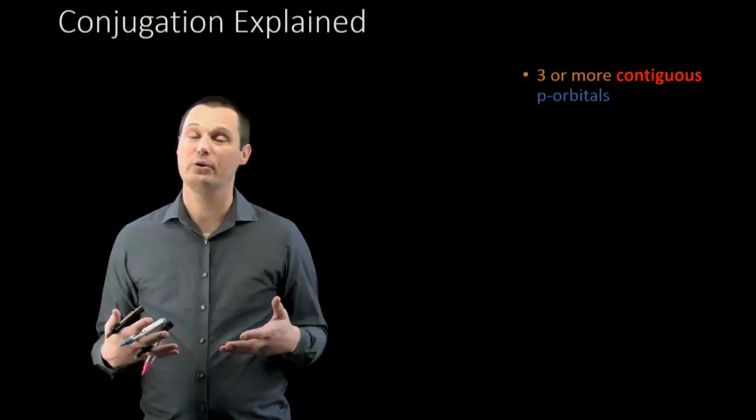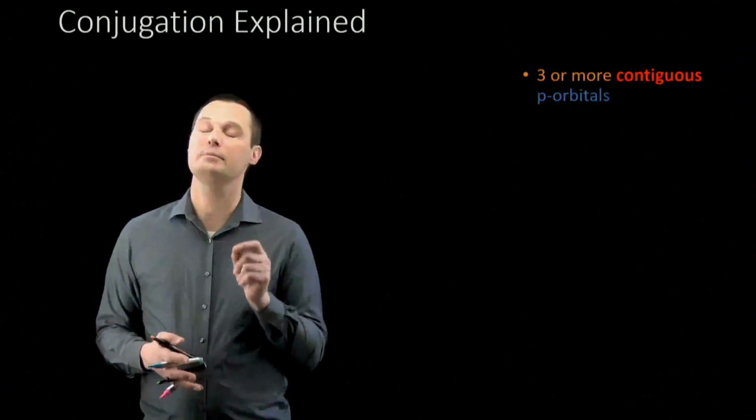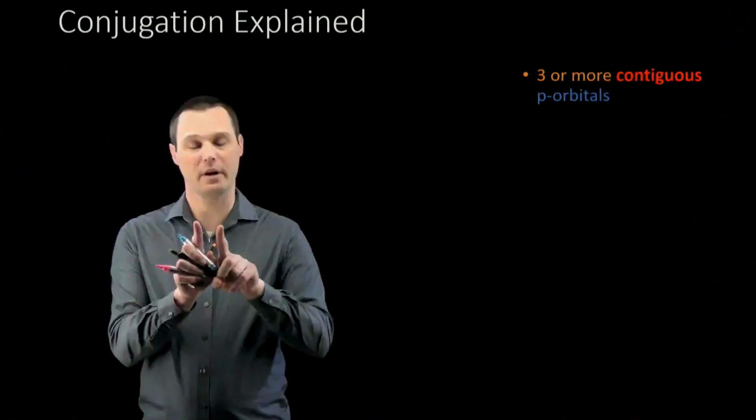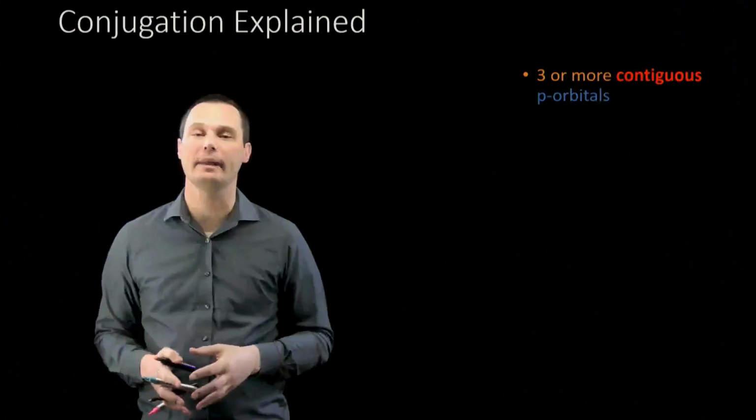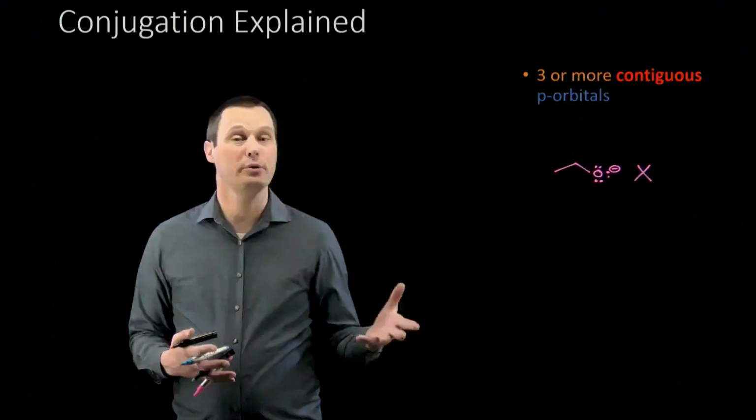We don't consider a molecule to be conjugated until we have 3 or more of those p orbitals that are contiguous to each other, and they must be contiguous. Contiguous means touching. They must be on adjacent atoms so those p orbitals can overlap. For example, if we just have an oxygen with a negative charge, this molecule is not conjugated. There are no p orbitals in this molecule.